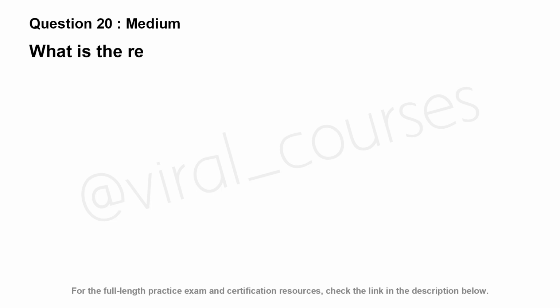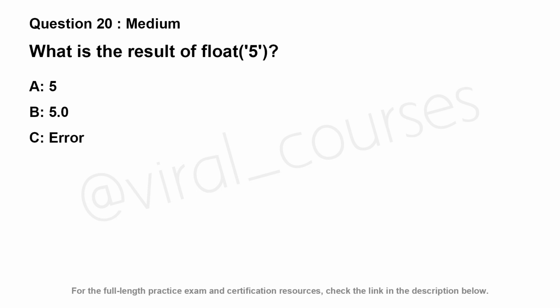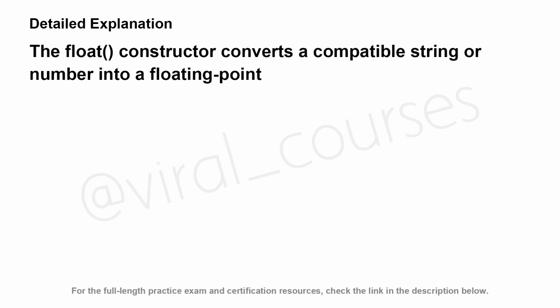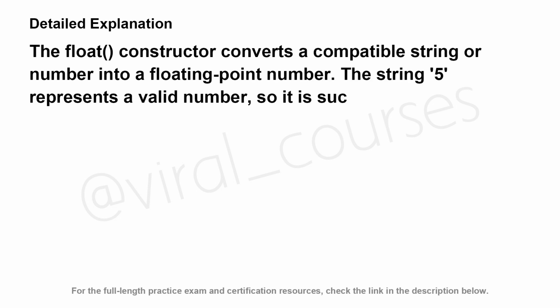What is the result of float("5")? Option A, 5. Option B, 5.0. Option C, error. Option D, "5.0". The correct answer is B. The float constructor converts a compatible string or number into a floating point number. The string "5" represents a valid number, so it is successfully converted to the float 5.0.